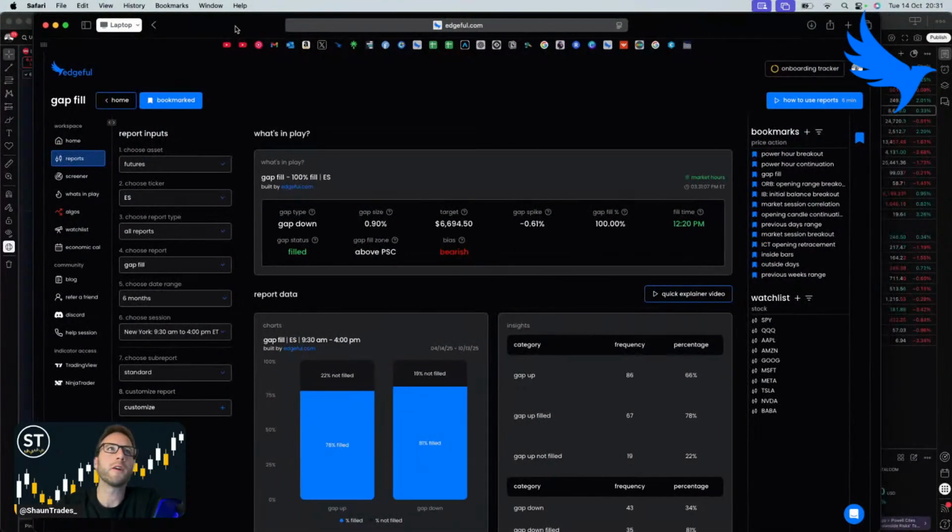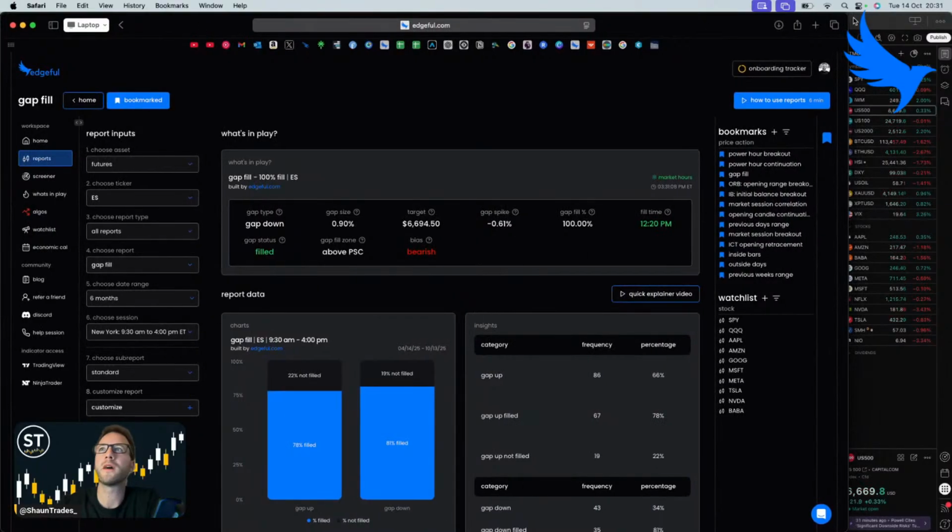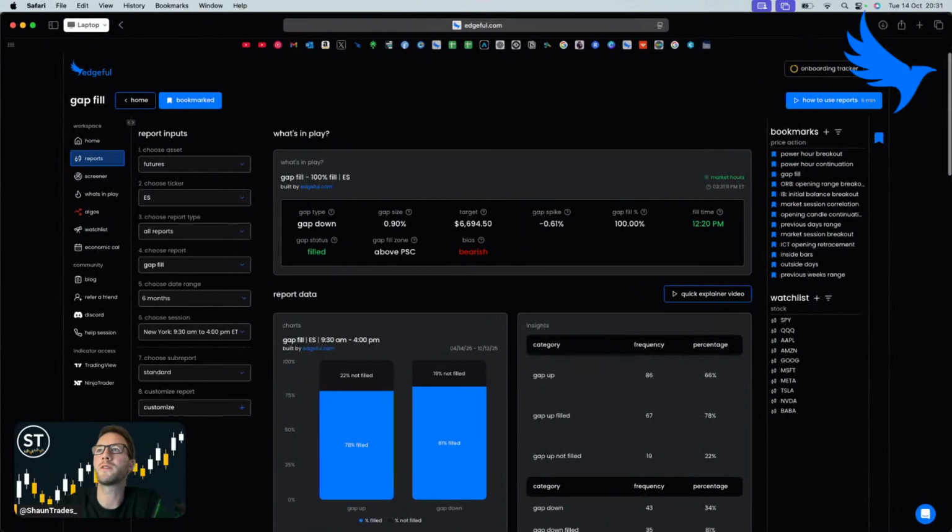So those of you that don't know or haven't seen this before, this is the Edgepool platform, which I've come up with quite a few times, done quite a few live streams with them now. I use it quite regularly. I don't use it every day. I don't take a trade every day because obviously my setup doesn't take place every day. That's just how trading is sometimes. You can't have your setup every single day.